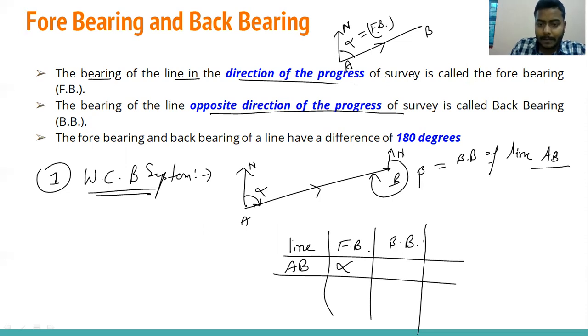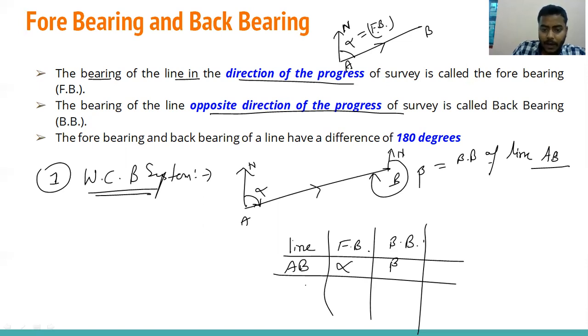Now come to the back bearing. For the AB line, progress of work is A to B. So now we are taking the opposite direction of progress of survey, that is B to A. We are at B and we are sighting towards A from the north, that is beta. So this is called beta, the back bearing of line AB.